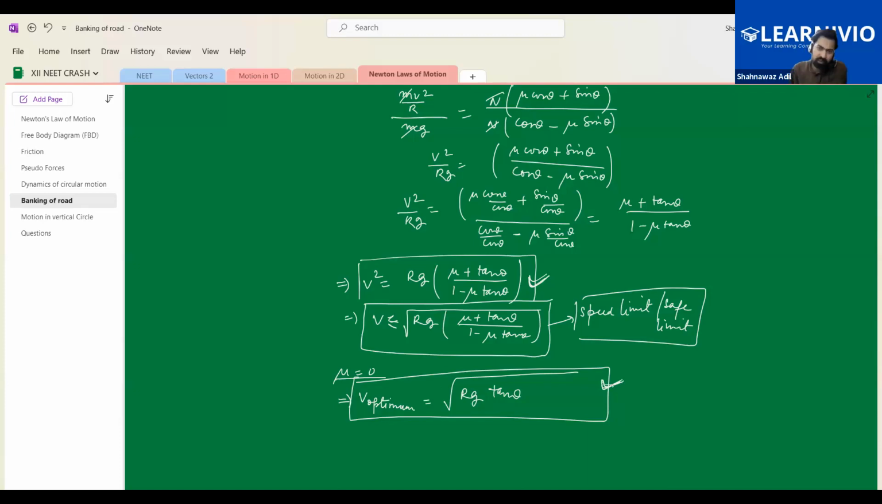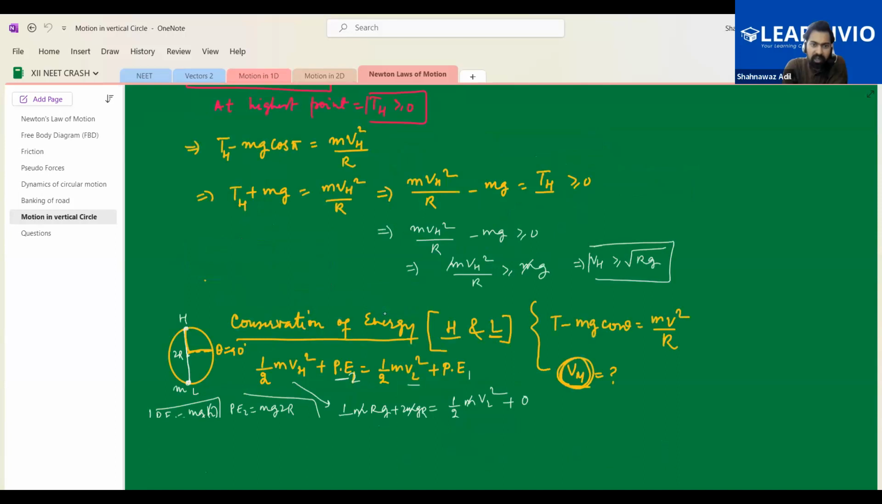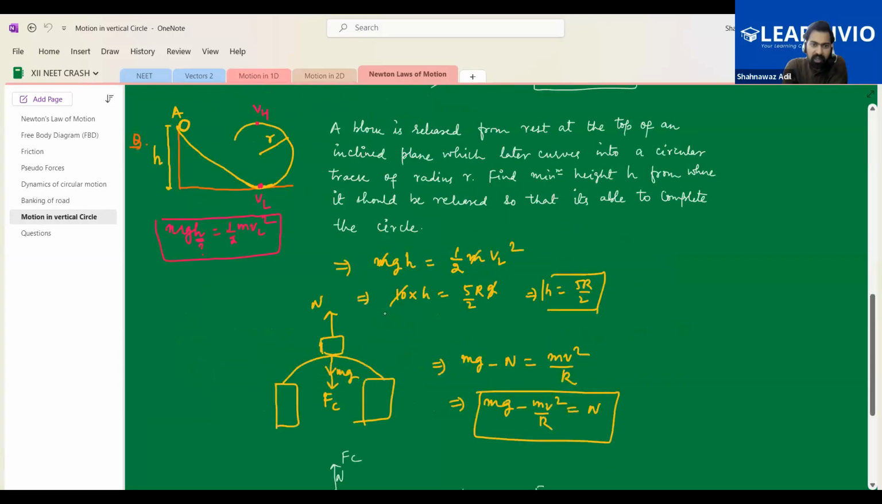This is the velocity in which you don't have any friction. This is called the optimum velocity. And this is the maximum velocity with which the car has to move without slipping. These two are different things, right? Okay, so now we have understood every topic. Then there is also the vertical motion in a vertical circle. That part we'll talk about when we get some question.